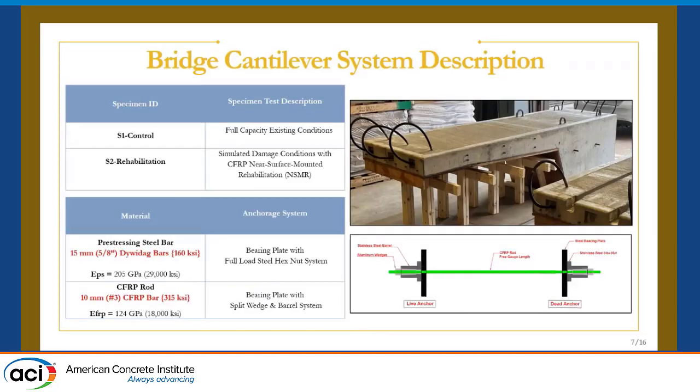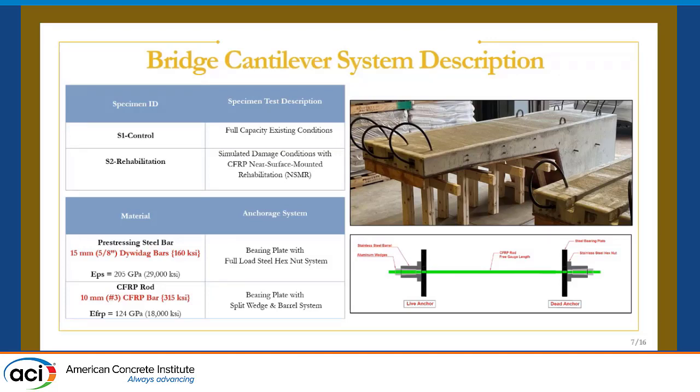So where do we use this system? We wanted to implement our novel in-house anchorage system within a half-scale cantilever system based on the real bridge that I was working on. We created 2 specimens, a control and a rehabilitation. The control would be full capacity, where you have just your steel tendons in place with no damage. And the rehabilitation specimen has simulated damage conditions, and then we're trying to implement our CFRP post-tensioning system onto that.